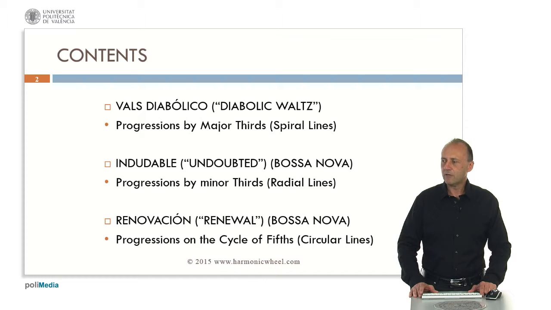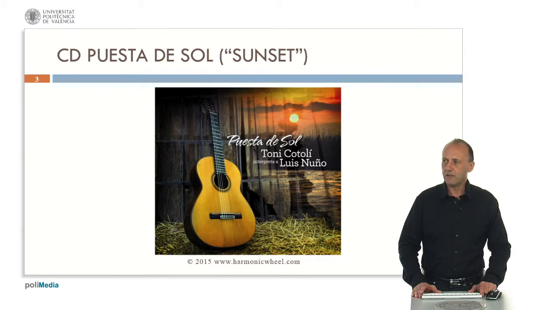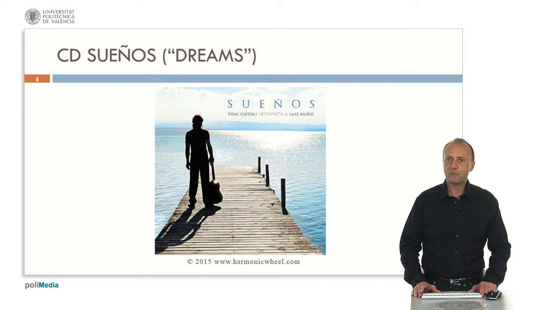And the third example is a bossa nova called Renovación, Renewal, which contains progressions on the cycle of fifths, that is, following circular lines. The first two examples are included in my first CD of music for guitar, entitled Puesta de Sol, Sunset, and the third example is included in my second CD, entitled Sueños, Dreams. Each of these CDs contains 20 original pieces for solo guitar, and they are performed by international guitarist Tony Cotoli.